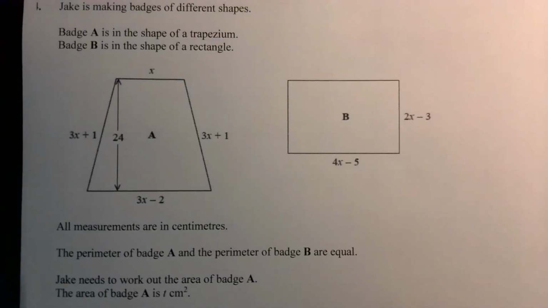Right, here's a new question for us. Jake's making different badges of different shapes. Badge A is a trapezium, and badge B is there, and it's got all that algebra all over it. It then says all measurements are in centimeters. Then the perimeter of badge A and the perimeter of badge B are equal. Oh, that sounds familiar. They love doing this sort of thing as a question, and you get a mark just for writing it all out to show what you know what the perimeter of each looks like and making an equation. So do that first. We'll give you a few minutes, then I'll go through it.